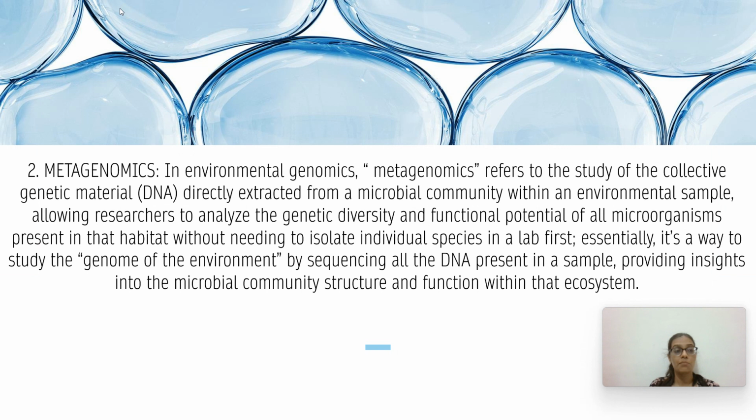For example, researchers can look at genetic traits that influence population diversity, disease resistance, etc. Next, metagenomics. Metagenomics and environmental genomics are the same thing; the second name of environmental genomics is metagenomics. It is the study of the collective genetic material directly extracted from the microbial community within an environmental sample, and it allows researchers to analyze the genetic diversity and functional potential of all microorganisms present in the habitat without needing to isolate the individual species in the lab.